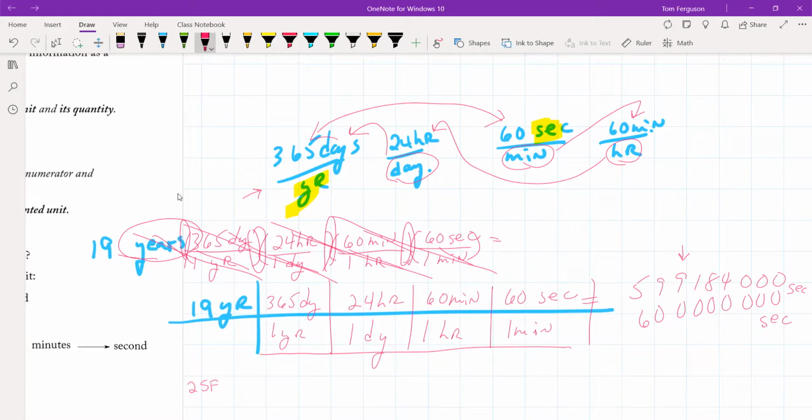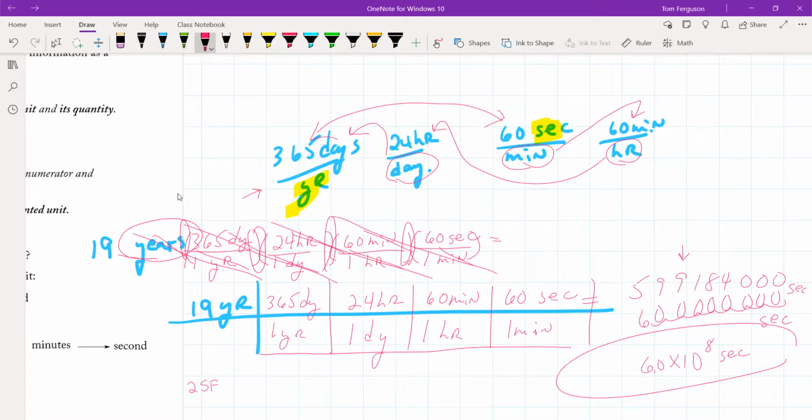Now that's an awkward number, so let's convert that to scientific notation. Notice I put the 6 by itself because we need 2 sig figs. And there are 1, 2, 3, 4, 5, 6, 7, 8. So that 19-year-old person has lived 6 times 10 to the 8th seconds.